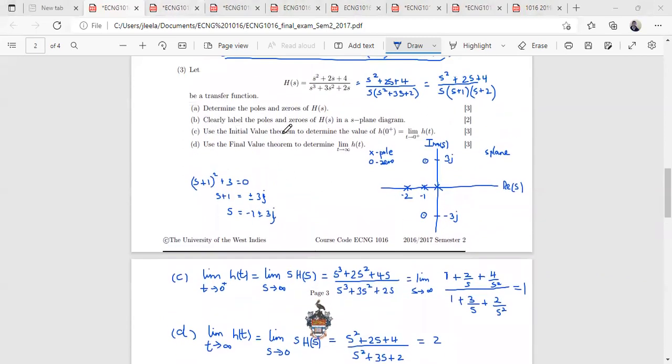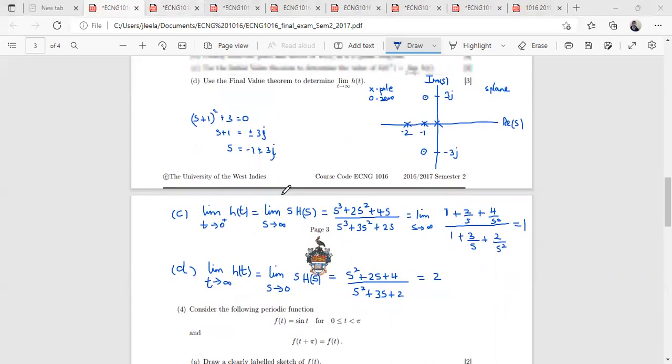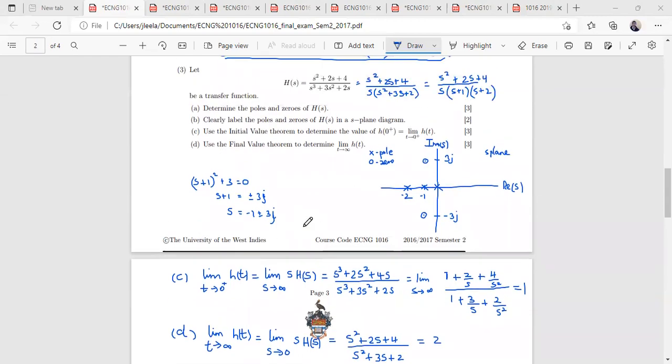Okay, now we have to use the initial value theorem to find the limit of h(t) as t approaches 0 from the right. Right? The plus means from the right. So you have here the limit of t approaching 0 from the right of h(t) will be the limit of s approaching infinity of s H(s). So we don't have to find the inverse transform of H(s), right? So what we do here, we multiply the top here by s. So you'll get s cubed plus 2s squared plus 4s. And you have in the denominator s cubed plus 3s squared plus 2s.